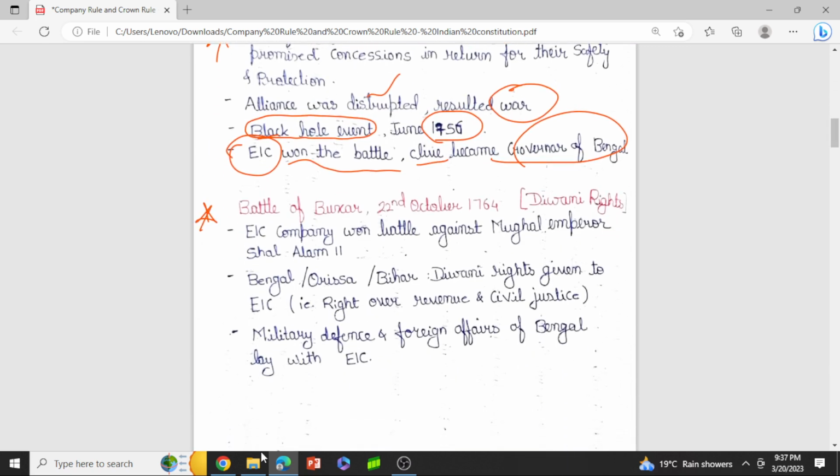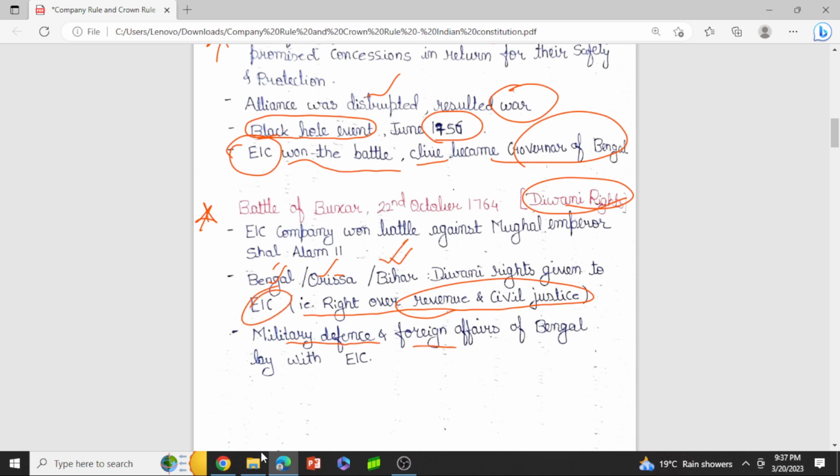This is known as Diwani rights were given to East India Company, again won the battle and Diwani rights were given to them. Now what is Diwani rights? So it was Bengal, Orissa, Bihar. This is a right over revenue and civil justice. So rights providing right over the revenue being collected and the civil justice. This region's Diwani rights were given to East India Company.